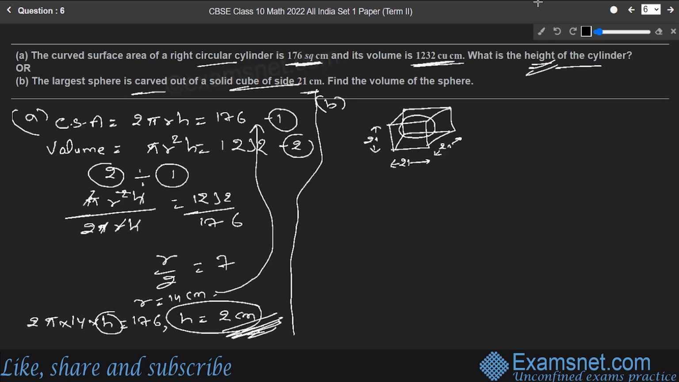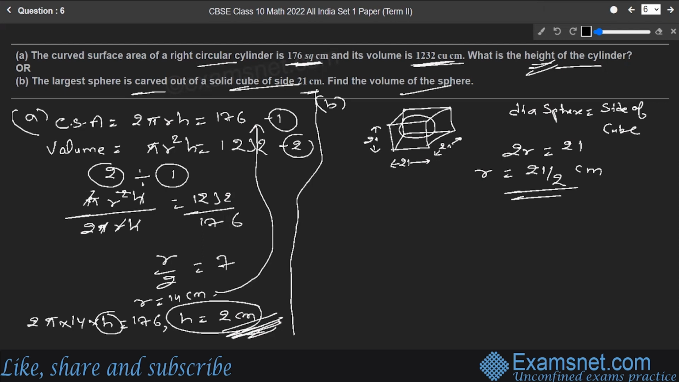All sides are equal. So obviously when the sphere is being cut out of it, the diameter of the sphere will be equal to the side of the cube, because the maximum volume sphere has been cut out. So let the radius be r, so the diameter is 2r, and 2r is equal to 21. So the radius of the sphere comes out to be 21 by 2 centimeter. This is the first thing that can be understood.